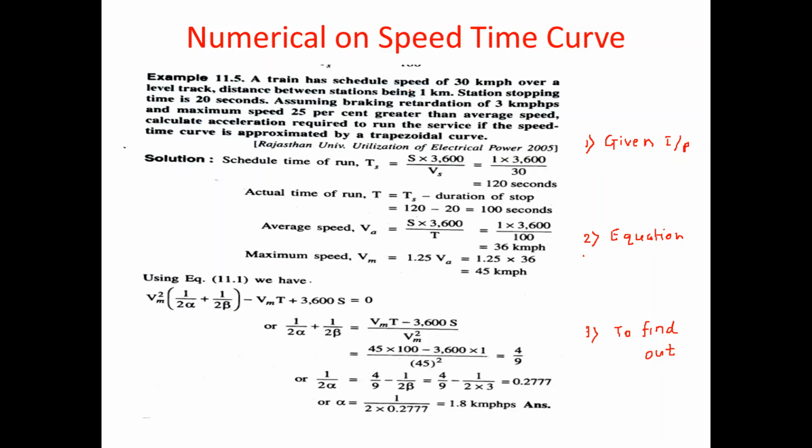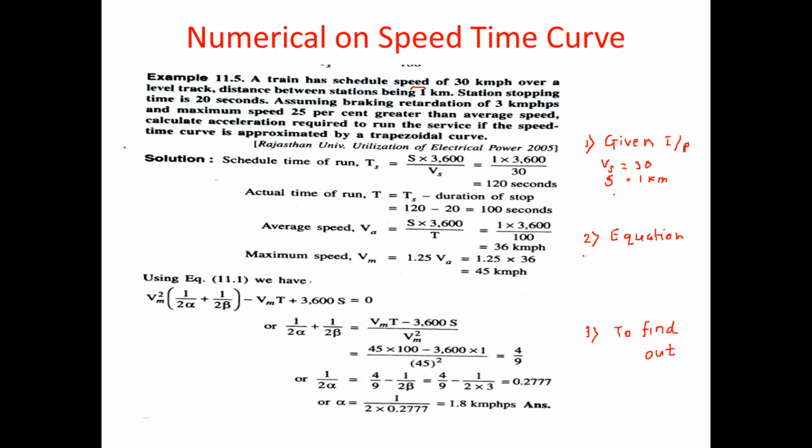Here it is given the schedule speed. Let us write it as Vs. It is given as 30 kilometer per hour, on a level track. The distance between stations, let us write it as S, is equal to 1 kilometer. I am using the notations as per the book of G.B. Gupta.